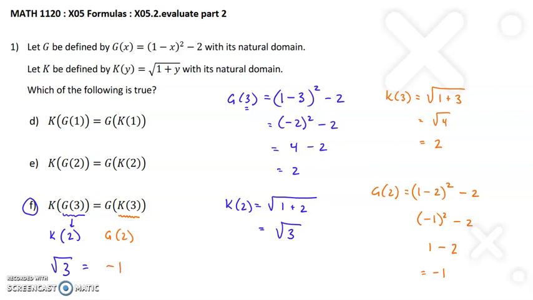Alright, so we're asking ourselves, is radical 3 equal to negative 1? The answer here, if we look at that bottom line, would be a no. So this is a false statement. And you're going to take the same approach for parts A through E, looking for any of those equations that would be true.